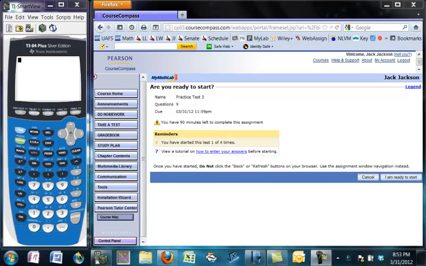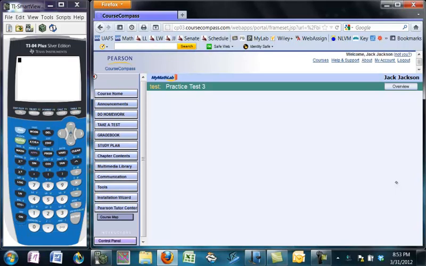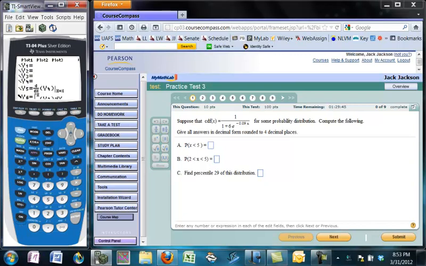Okay, we're going to go over some video solutions to practice test number 3. Okay, looks like problem 1, we have a CDF formula given, and we want to compute a probability and an inverse probability. So let's go to y equals, put that in.